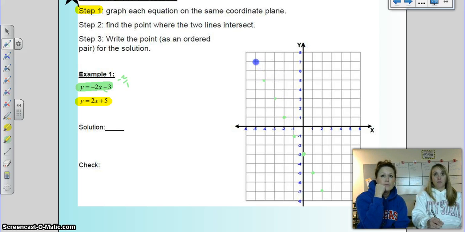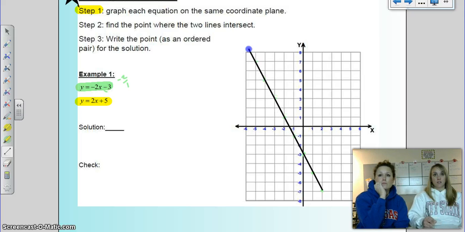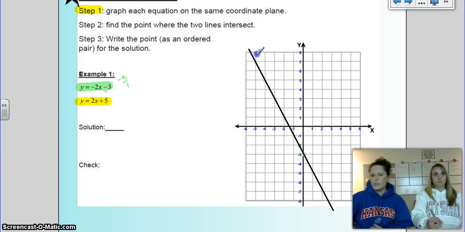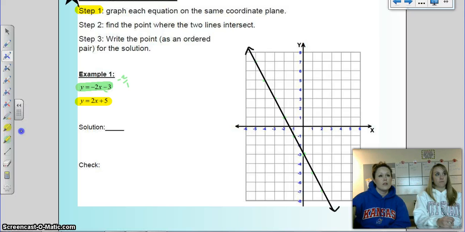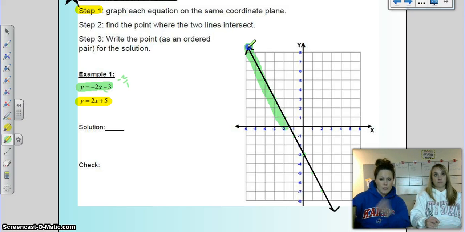Now from here, grab our straight edge. Okay, connect your dots all the way across that graph. And you guys know that. Actually, you guys have done lots. Arrows on the end. Okay. So our graph, let's highlight that with green. Okay. So this line is the top equation.